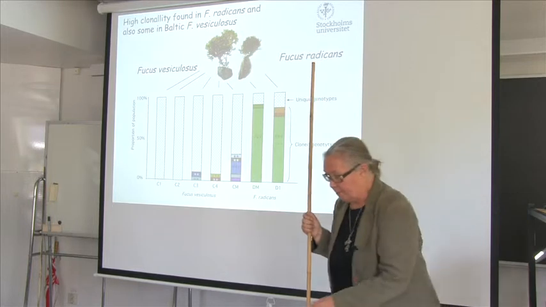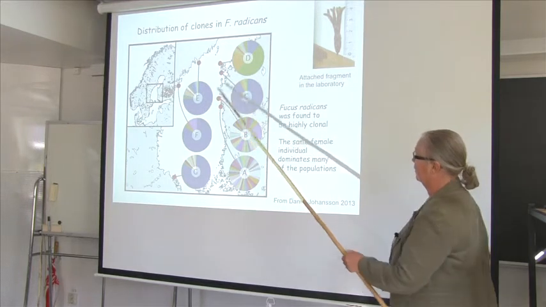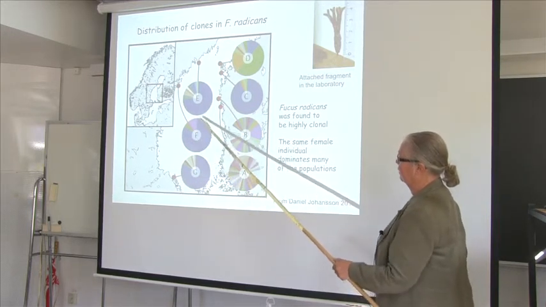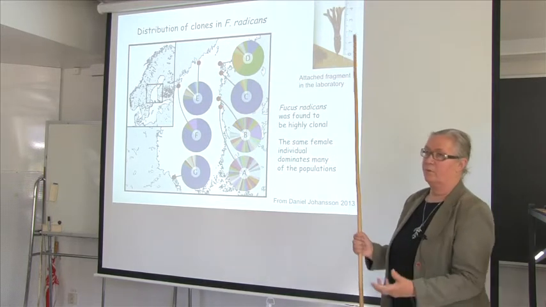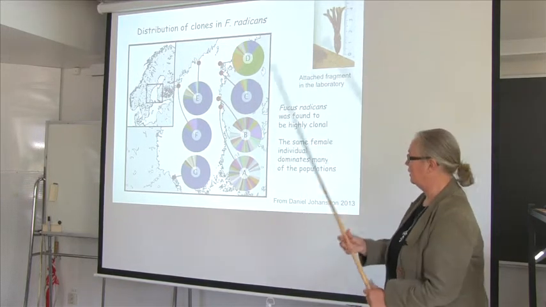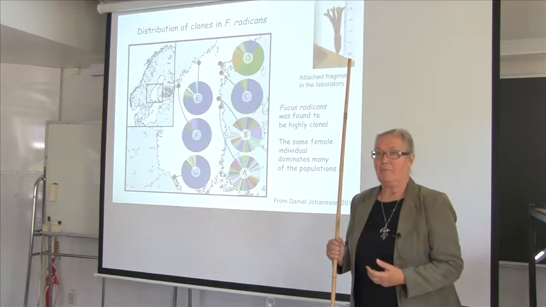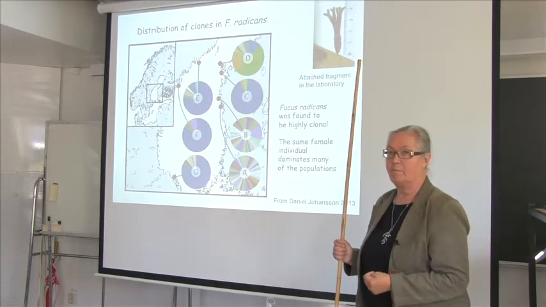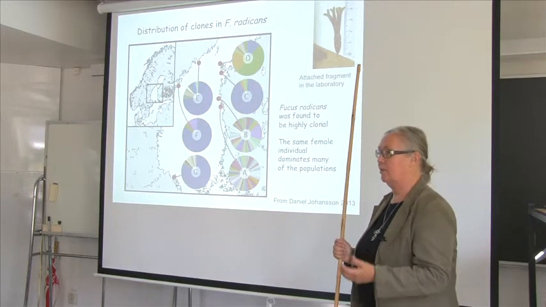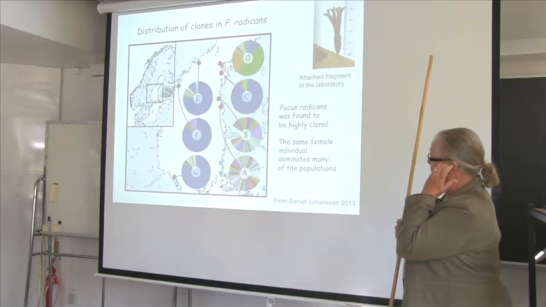And looking at the pattern along the coast, we found that up in Umeå and on the Swedish coast here, all these that are blue in the circle, about 70% or more of the population is the same female clone. So it's one female clone that is growing attached plants from here all the way up to Umeå. So it's one of the largest individuals that occurs in the Baltic Sea. And of course, if you speculate, if something would happen to that genetic individual, it would get a disease or so, it would kill the whole population, 70% of Fucus radicans.